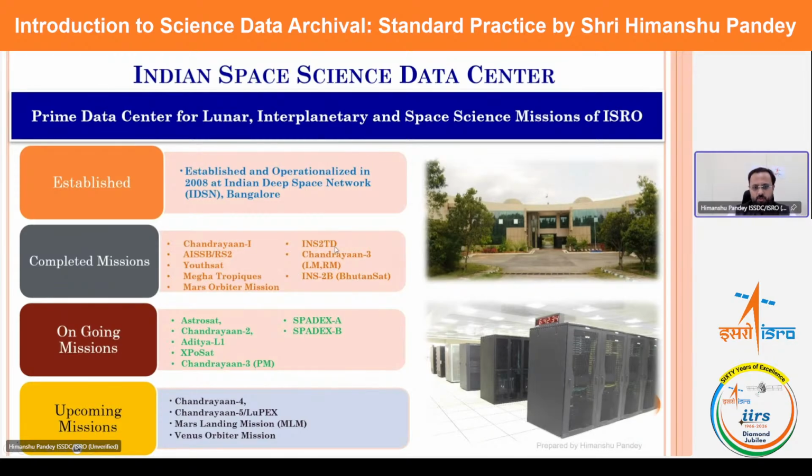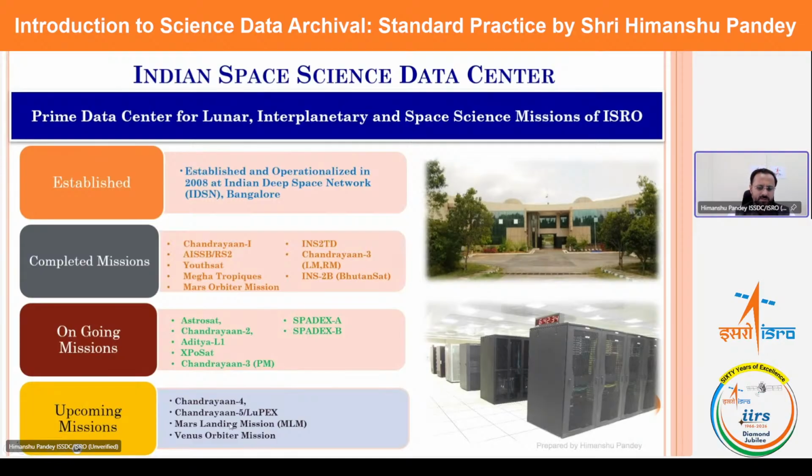There is another, INS-2TD, and Chandrayaan-3, in which the lander and rover modules are completed, and INS-2B, which is Bhutan-SAT. As of now, the ongoing missions which we are currently supporting are AstroSat, Chandrayaan-2, Aditya-L1, XPoSat, and the Chandrayaan-3 propulsion module. Chandrayaan-3 had 3 modules: propulsion module, lander module, and rover module. The propulsion module activities are still going on. In addition to that, SpaDeX-A and SpaDeX-B. We might have heard about the docking experiment recently conducted. That is also being supported through SpaDeX-A and SpaDeX-B.